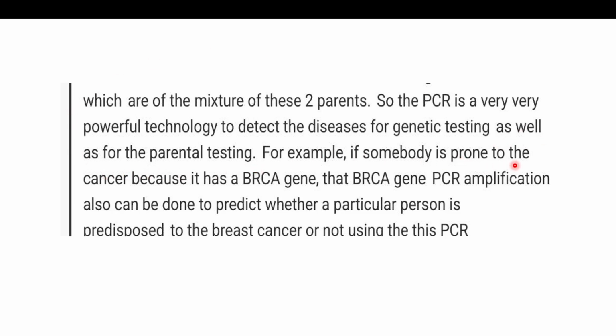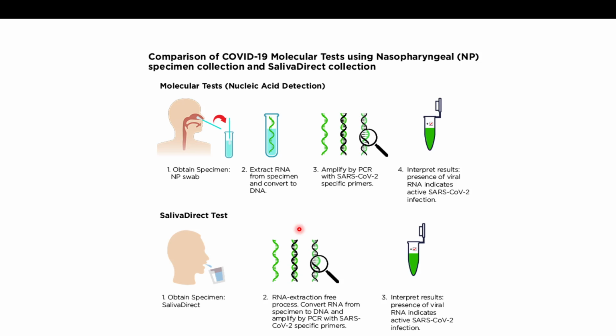Now, suppose somebody is prone to cancer because they have this candidate gene BRCA. If we PCR amplify that BRCA gene, then it can be predicted whether a particular person is predisposed to breast cancer or not using this technique. So this is a very good tool for diagnosing or pre-diagnosing breast cancer. This is just an example.